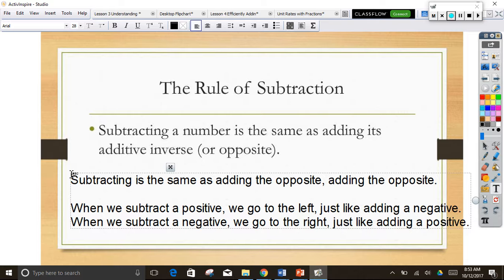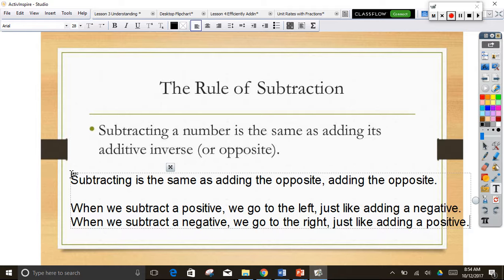Subtracting is the same as adding the opposite. Adding the opposite. Subtracting is the same as adding the opposite. Adding the opposite. When we subtract a positive, we go to the left, just like adding a negative. When we subtract a negative, we go to the right, just like adding a positive. And we refrain. Subtracting is the same as adding the opposite. Adding the opposite.